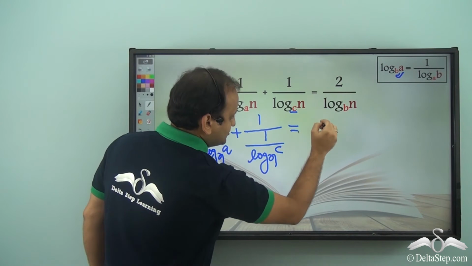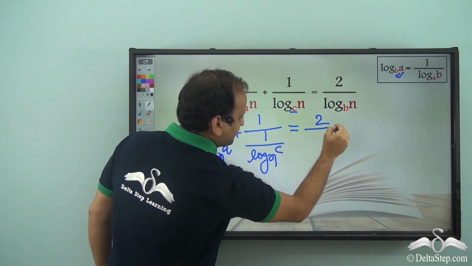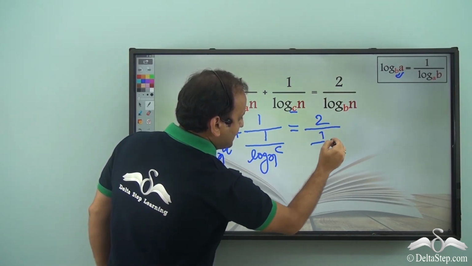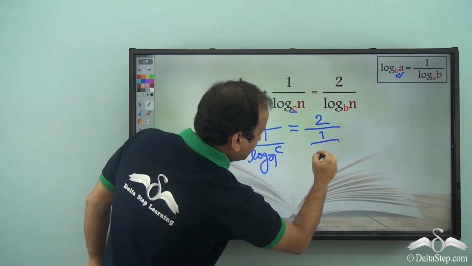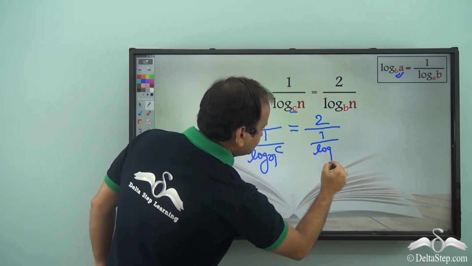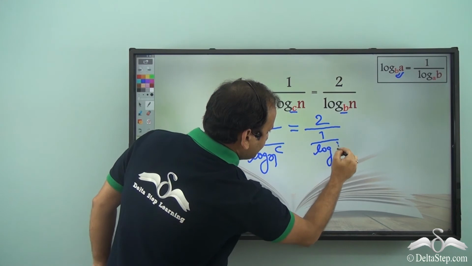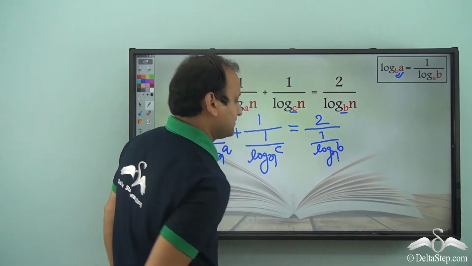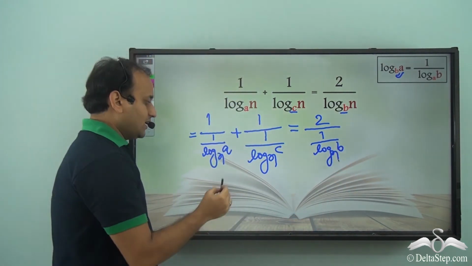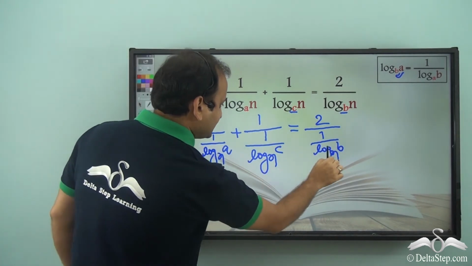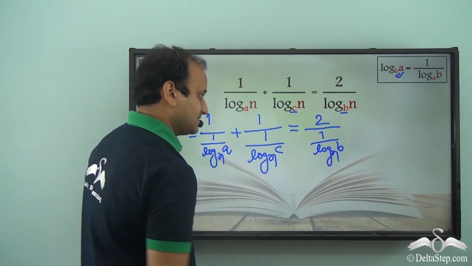Similarly, this will be equal to 2 by 1 by log b to the base n. So you see how now we have all the three expressions with a common base.